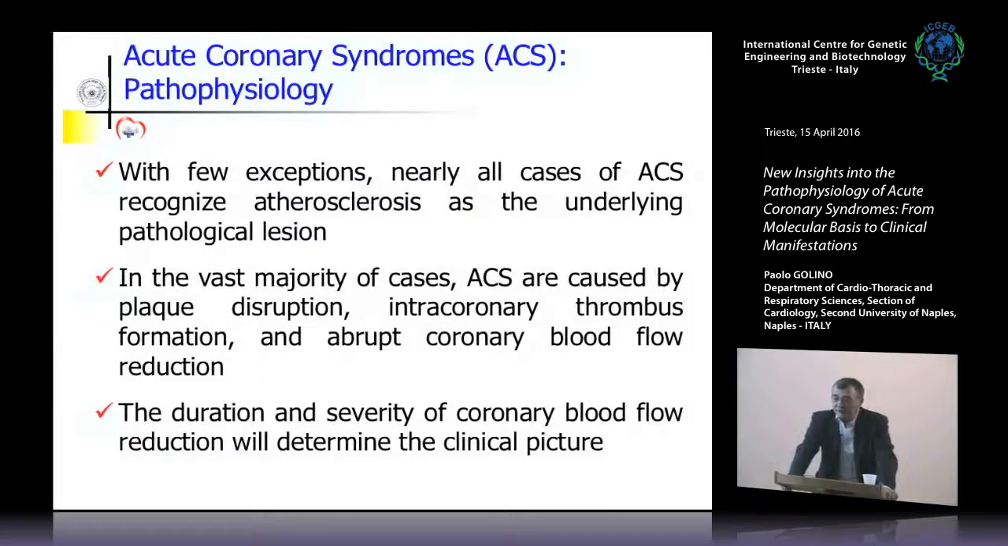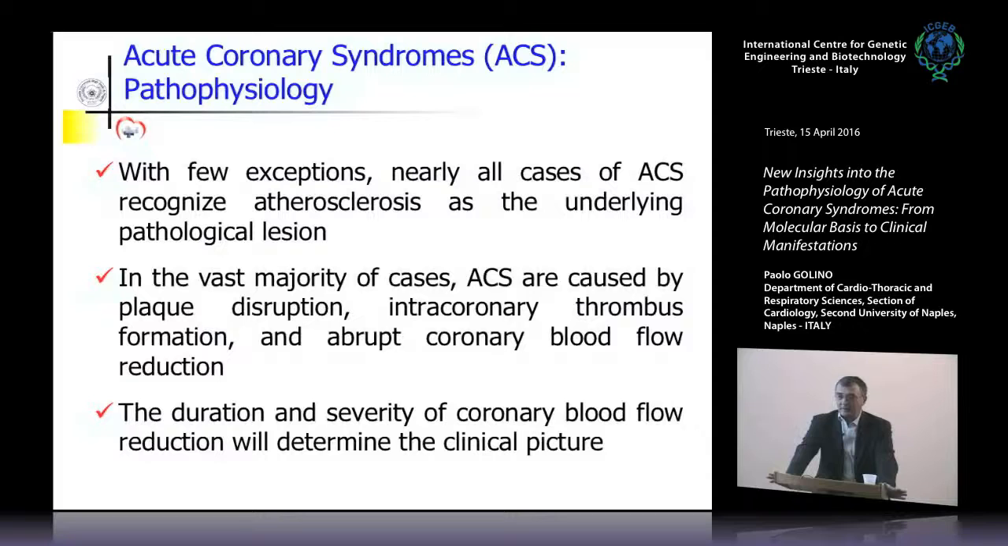Now, with few exceptions, nearly all cases of acute coronary syndromes recognize atherosclerosis as the underlying pathological lesion. Cardiologists have a very simple mind, and often they fall in love with ideas. For example, about 20, 25 years ago, a new concept emerged that is coronary spasm. At that time, coronary spasm was considered one of the most frequent causes of acute coronary syndromes. We know now that coronary spasm is a very rare condition that may lead to acute coronary syndromes. But in the vast majority of the cases, the underlying pathological lesion is atherosclerosis.